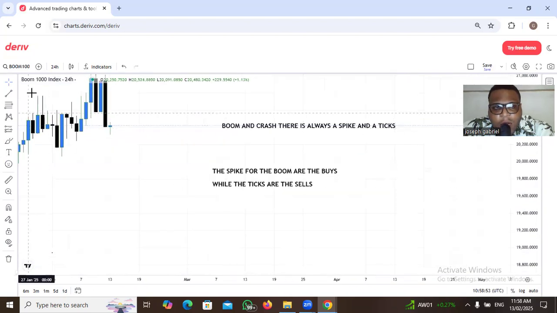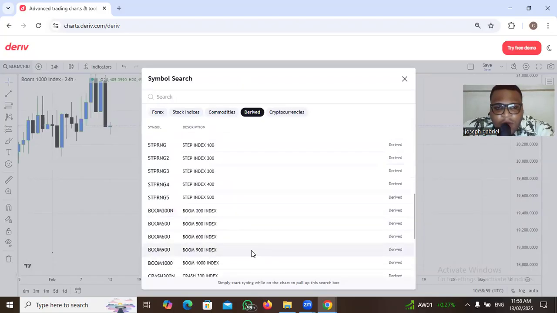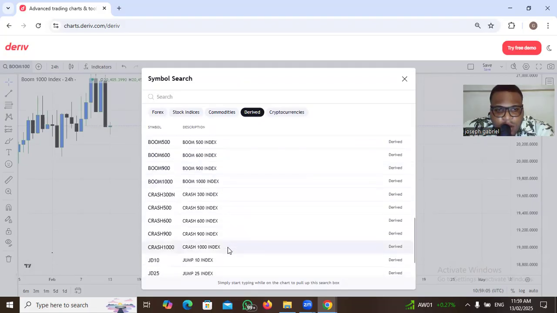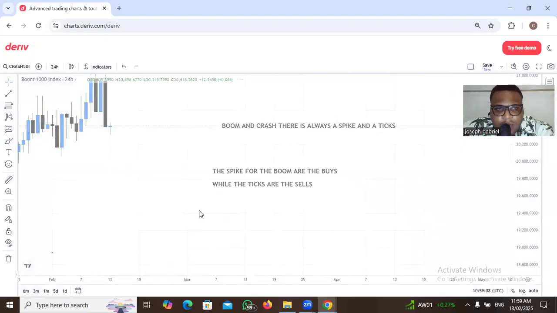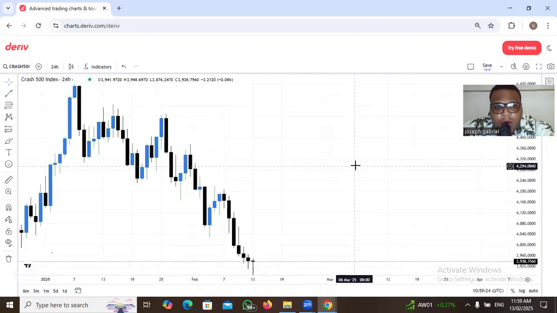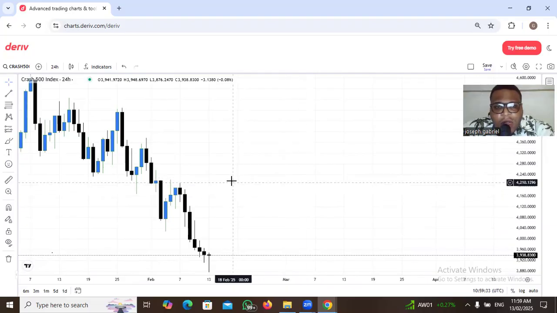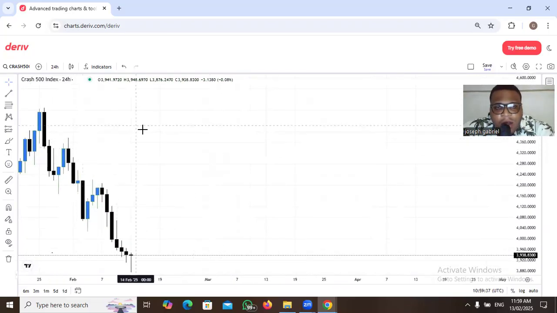Okay. Now, what about the crash? Let me pick one of the crash assets. Okay, now I have picked one of the crash assets. Remember I said that in the boom, when you buy, you are catching the spikes, and when you sell, you are taking the ticks. But for the crash, it is the opposite.